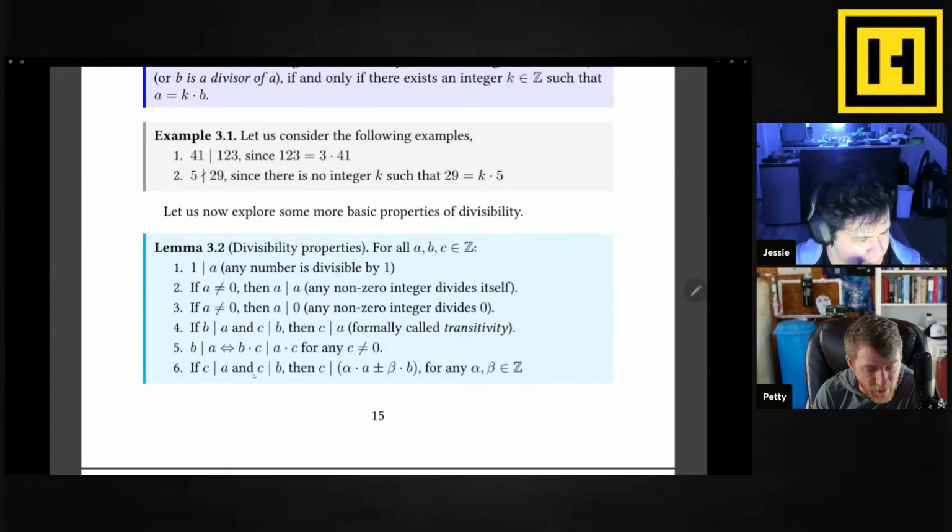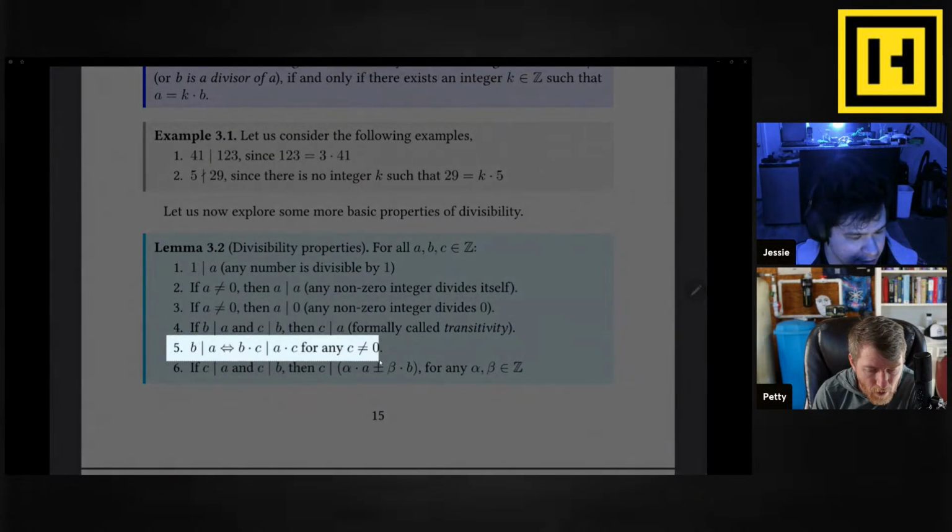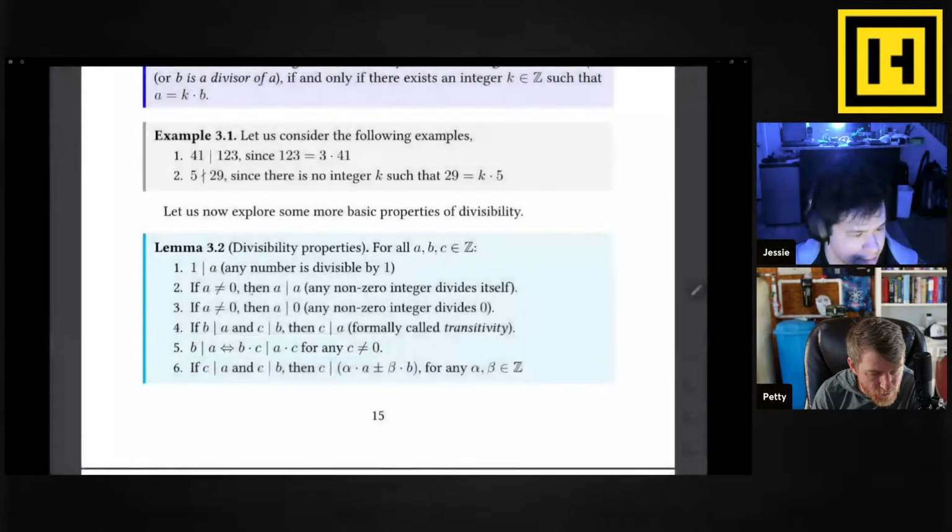If C is a divisor of A and C is a divisor of B, then C is a divisor of alpha times A plus or minus beta times B for any alpha, beta that exist within the integers. Yeah, I can look up what this is called, because it looks like transitivity.